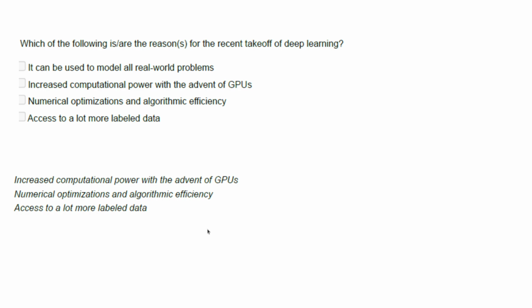The first reason, that it can be used to model real world problems, is not it, because real world problems could be modeled 20, 30 years back as well. Increased computational power with the advent of GPUs, that's true. Nowadays you have the computation power. Numerical optimization and algorithm efficiency have increased over the years, that's true. Access to a lot more labeled data, so much data labeled with information, yes. These are the three reasons deep learning has become so popular in the last 5 years.